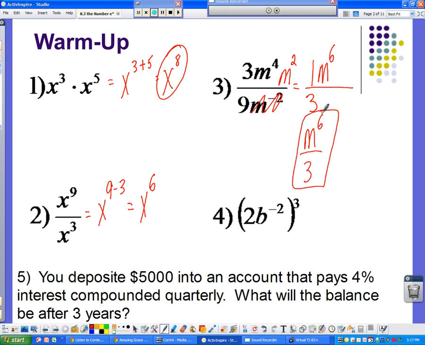On number 4, whenever you have a power outside, remember you're going to distribute that. So we end up with 2 to the 3rd, b to the, remember we have to multiply, negative 6. So 2 to the 3rd is 2 times 2 times 2, which is 8. b to the negative 6 causes us to go down, and it becomes a positive. So it should be 8 over b to the 6th.